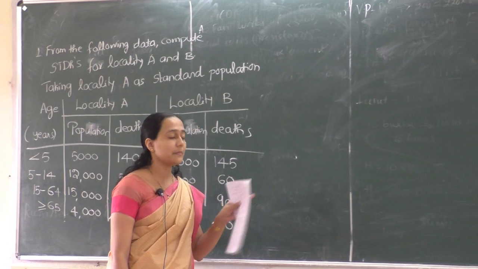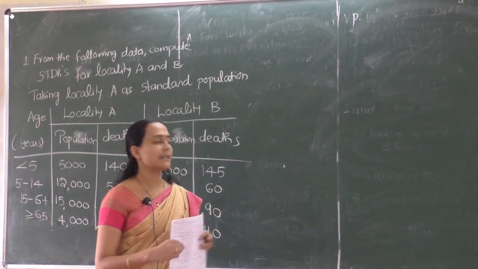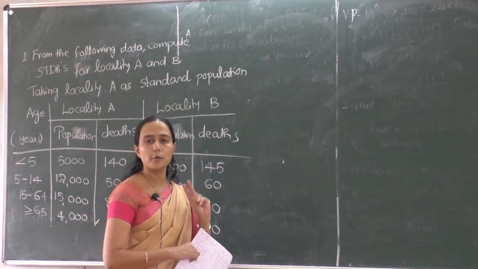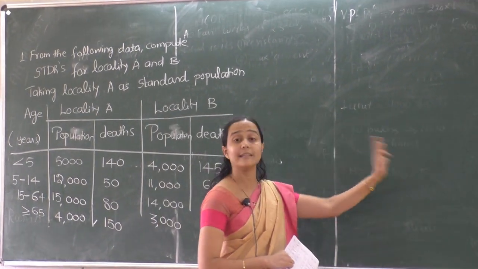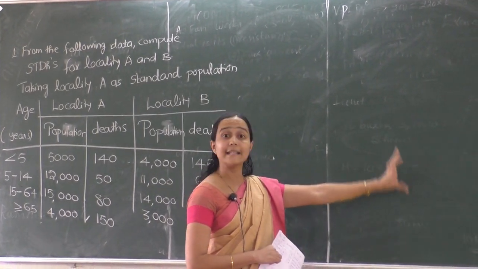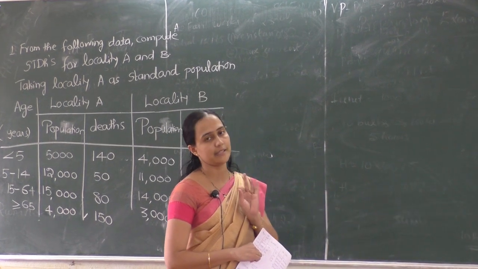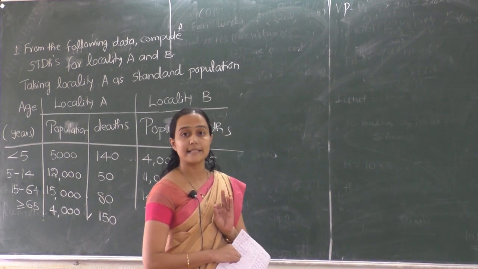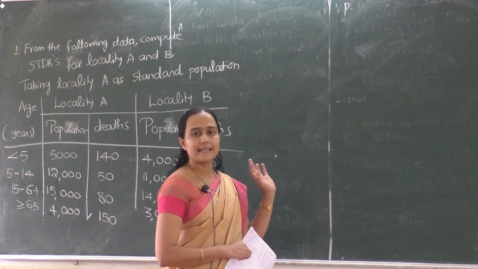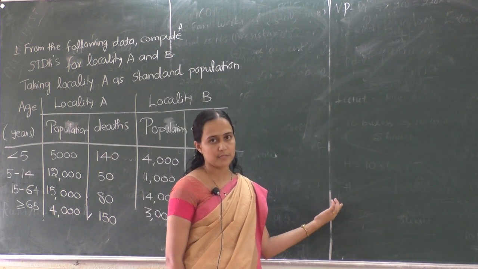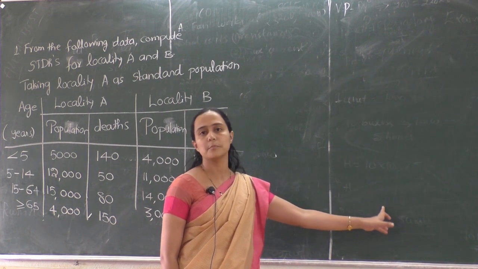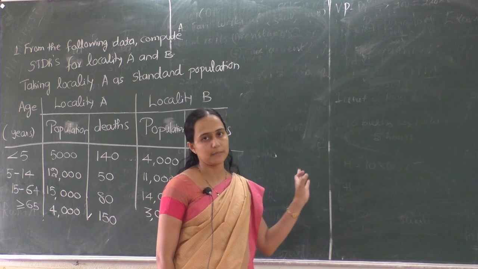It is an important problem. In that question, two populations are given, first population and second population. Then one more thing, the standard population is separately given. So how to find the STDR? We saw in the last class. First we have to compute the age specific death rate of the first population. Similarly, we compute the age specific death rate of the second population.